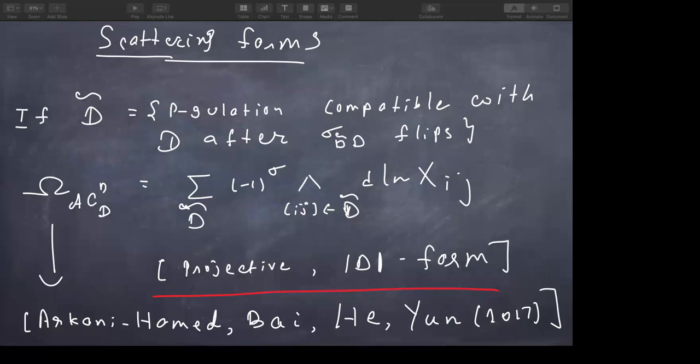But there are many terms. You sum over all these D tildes, and the D tildes which are related by an odd number of flips with respect to the reference come with a relative minus sign, and the ones with an even number of flips come with a plus sign. What is quite interesting is that this form is projective. The individual term is of course not projective, but in the end there are cancellations between terms so that you finally get the projective form.